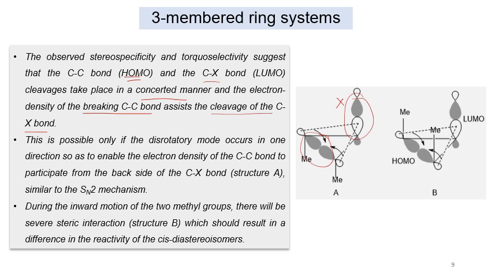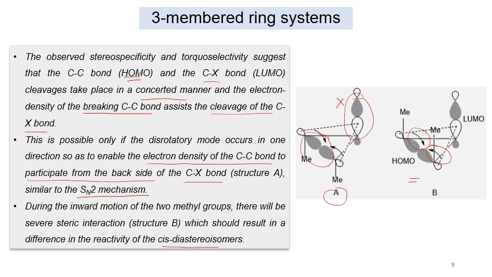This is your CX bond. This would be possible only if the disrotatory ring opening occurs in one direction, so that you can enable the electron density of the CC bond to participate from the backside of the CX bond, something similar to the SN2 mechanism in structure A. Now, during the inward motion of the two methyl groups, because you see this particular isomer, there would be steric interaction if both of them are to follow this particular mode, and this would lead to a difference in reactivity of the two cis diastereomers, as we had seen in the previous slide.